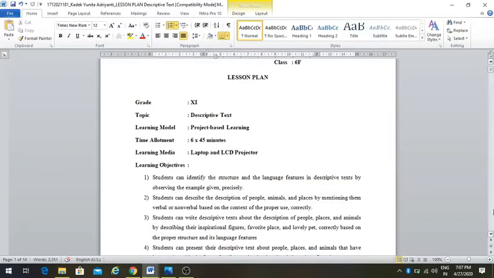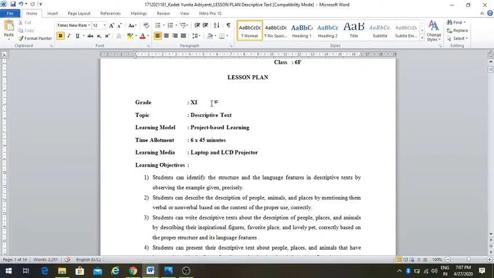Well everyone, so we are going to start with descriptive text first. So this learning activity is for 11th grade students, which is the students of senior high school, and the topic is descriptive text with the learning model is project-based learning. And for the time allocation, there will be 3 meetings for this topic, and each meeting spends about 90 minutes. For the learning media, we use laptop and LCD projector.